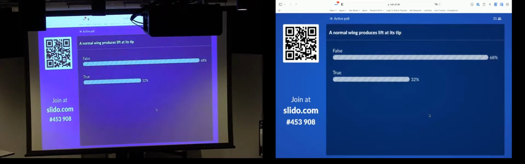A normal wing produces lift at its tip. True or false? And 68% of you put false, which is, of course, the correct answer. Now, why is this the case?